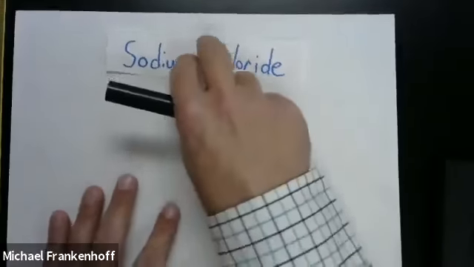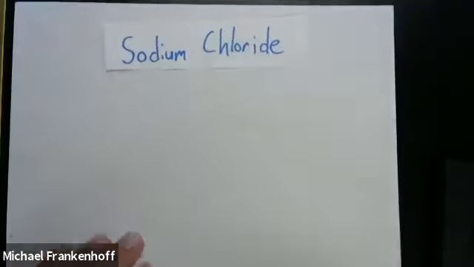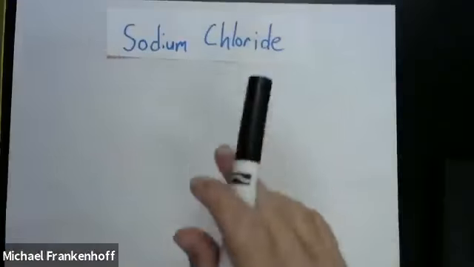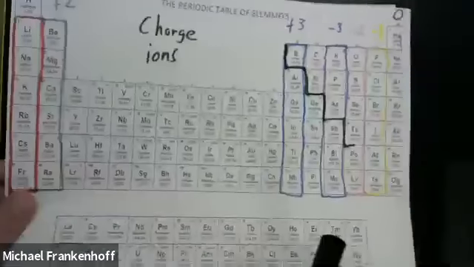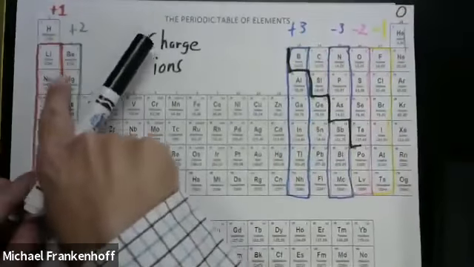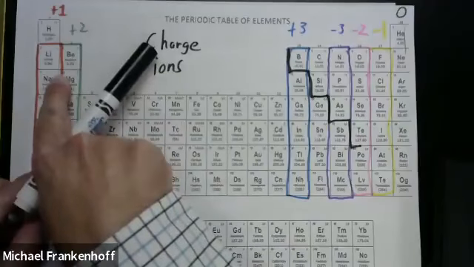So let's look at an example of a simple one. Let's start with sodium chloride. That is typical table salt. So we've got to find sodium on our table and see what its charge is. Here is sodium. It's in the first column, and it's right here. It gets a charge of +1.